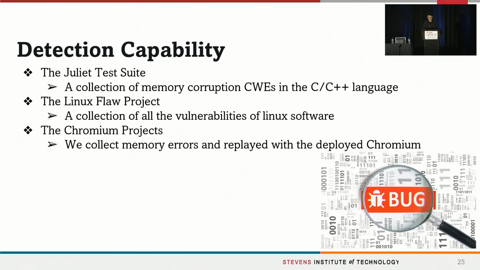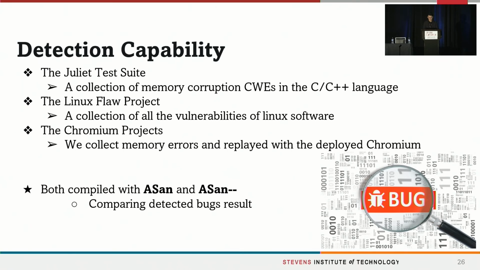Next, I'm going to present the bug detection capability. We applied our tool on three benchmarks: the Juliet test suite, the Linux Flow project, and the Chromium project. For all benchmarks, we compiled with both ASan and ASan--, then compared the detected bug results. Finally, we verify that ASan and ASan-- achieve identical results.